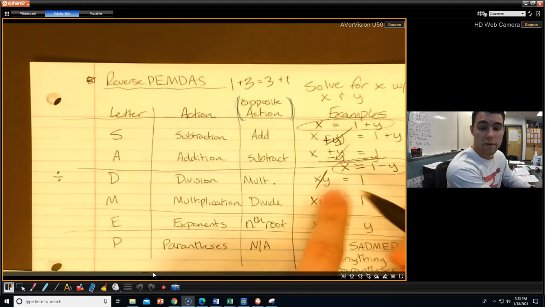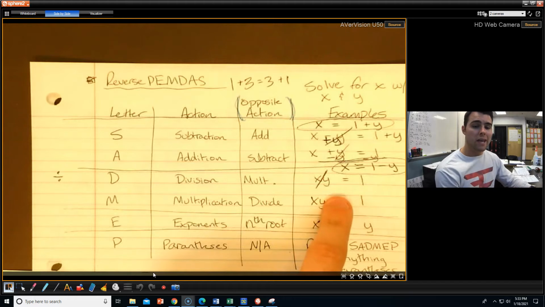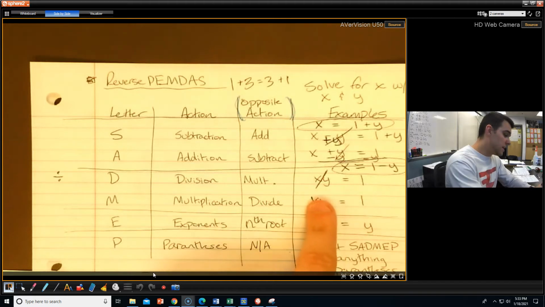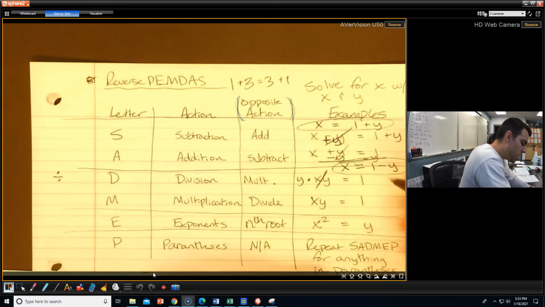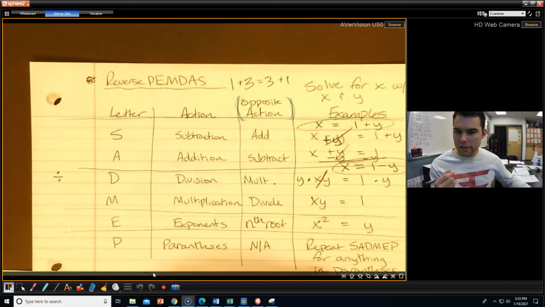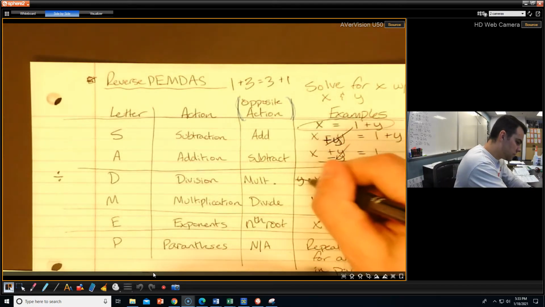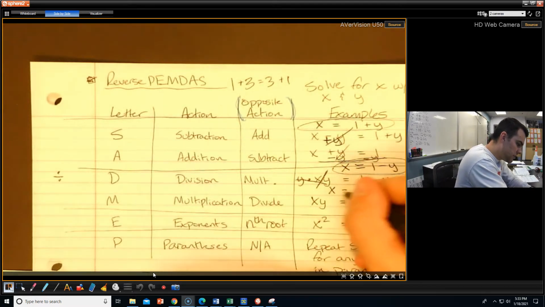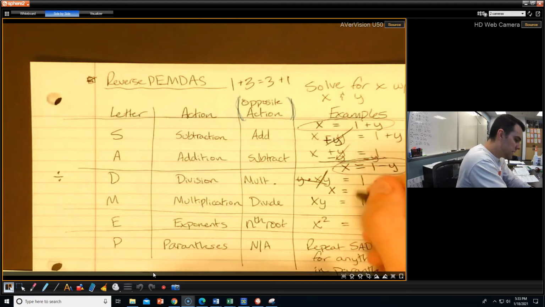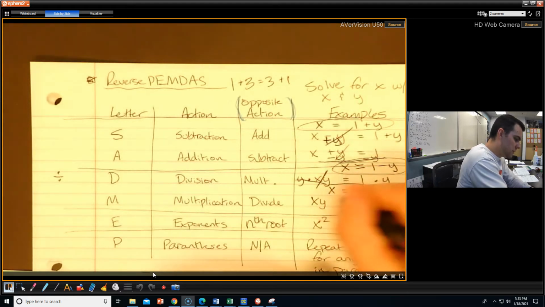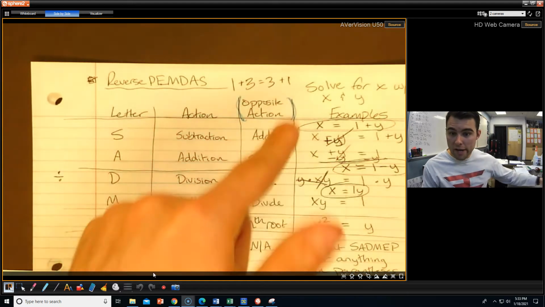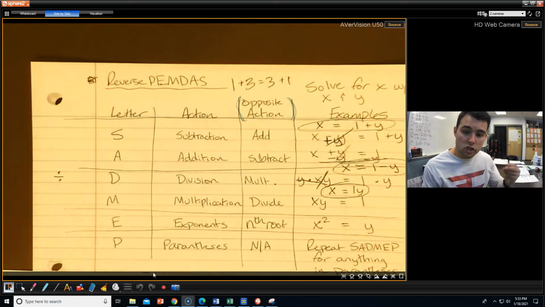So this is x divided by y equals 1, and the opposite of dividing is to multiply. So I got to multiply both sides by y. When I do this, the y's will cancel on this side, and I'll be left with x is equal to 1 times y, so 1y. And there we go. We've been solving for x, right? X is getting by itself. We are solving for x.